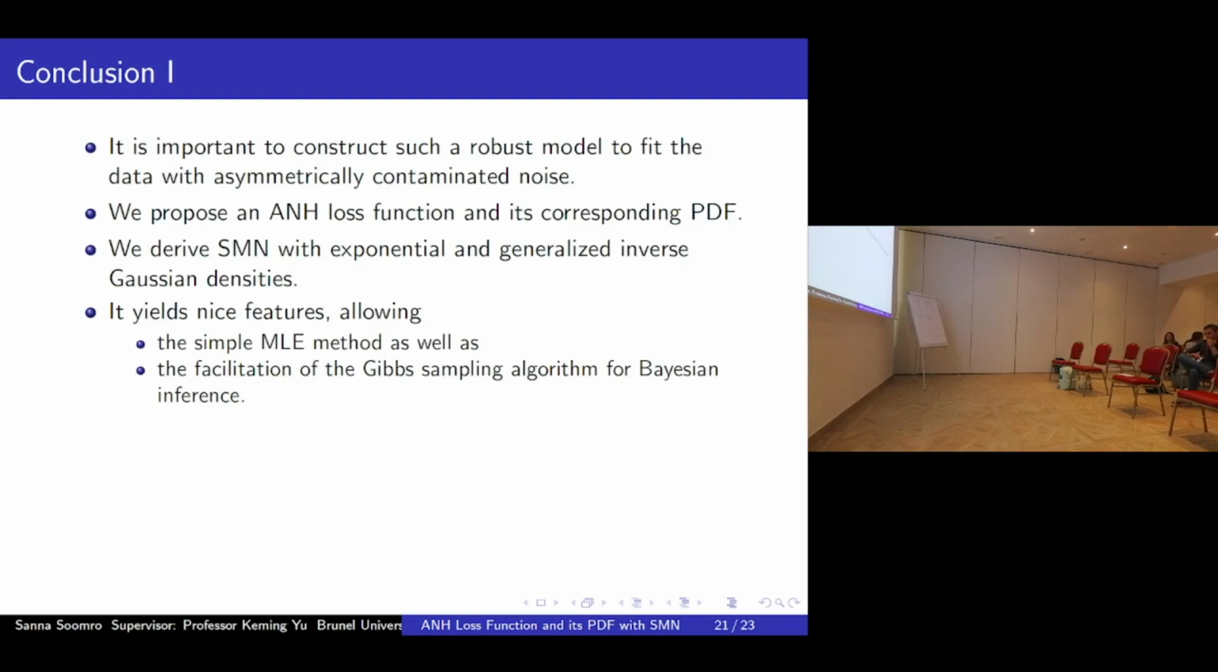Okay, so finally, I'm going to conclude. We can see that it's very important to develop a robust model to deal with non-symmetric problems. So in this case, I propose a new loss function where we derive a PDF and scale mixture of normals. Based on the scale mixture of normals, it's easier to develop a Bayesian method, and also for the frequentist method, maximum likelihood estimation.